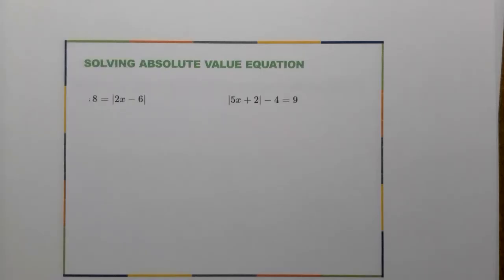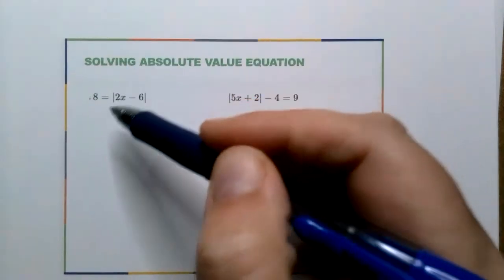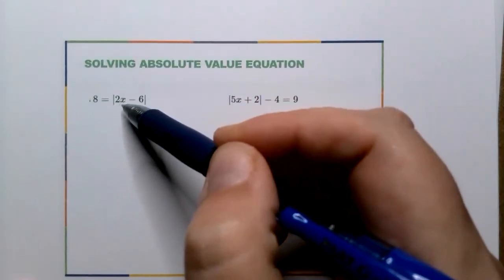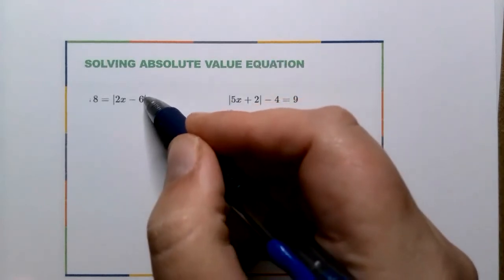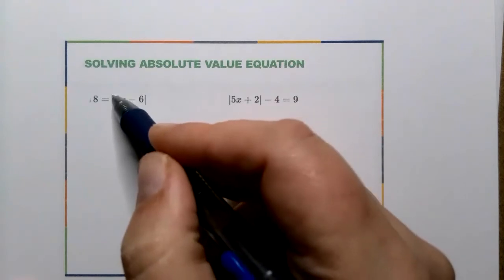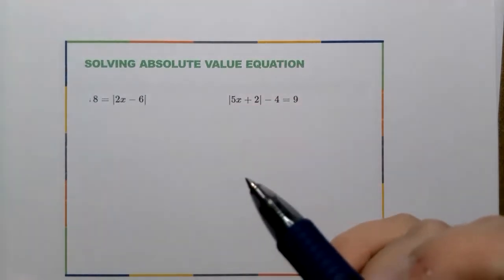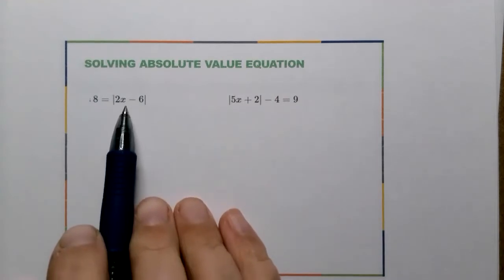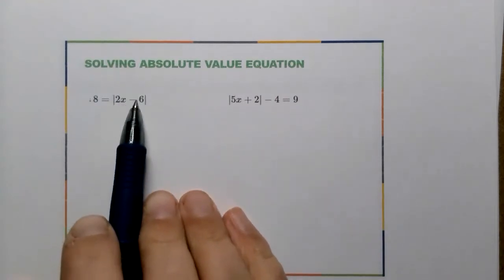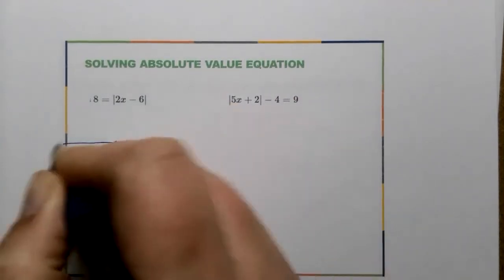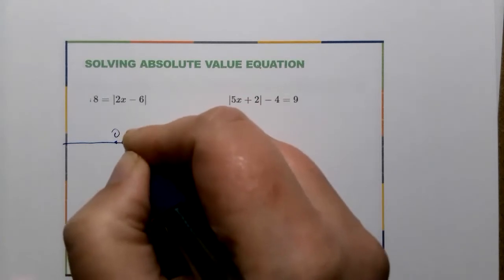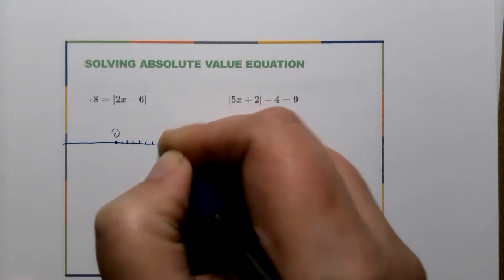In this video, we will be talking about solving absolute value equations. So here we have the equation: 8 equals the absolute value of 2x minus 6, and 2x minus 6 is inside these straight lines. What this means is that the distance of this from 0 is 8. Now, if you graph this on a number line, we have 0 in the middle, we have 1, 2, 3, 4, 5, 6, 8 right here.